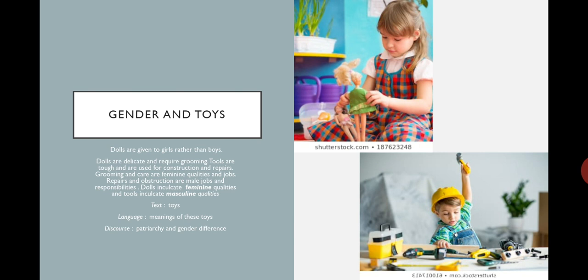Dolls are delicate and require grooming. Tools are tough and are used for construction and repairs. Grooming and care are feminine qualities and jobs. Repairs and constructions are male jobs and responsibilities. Dolls inculcate feminine qualities. Tools inculcate masculine qualities. The text here is toys. Language here is the meanings of these toys. And the discourse or the context is patriarchy and gender differences.